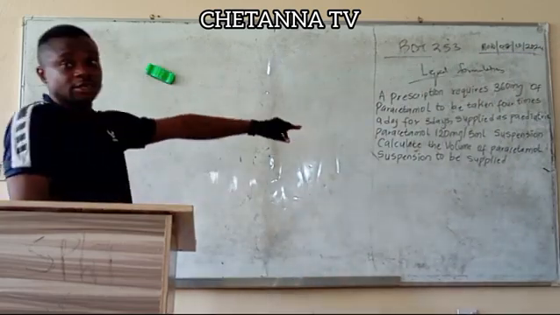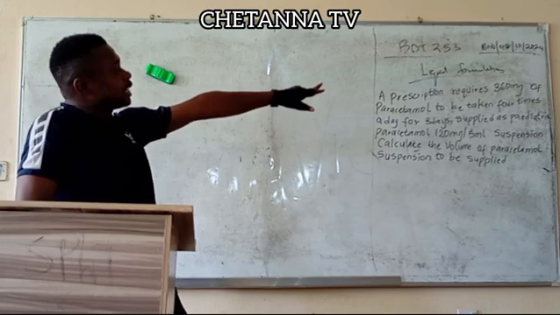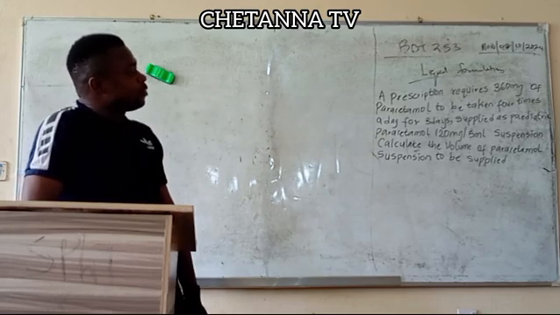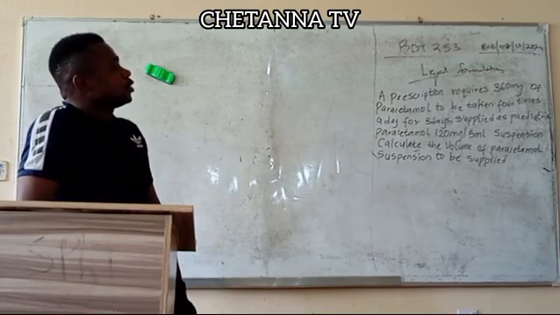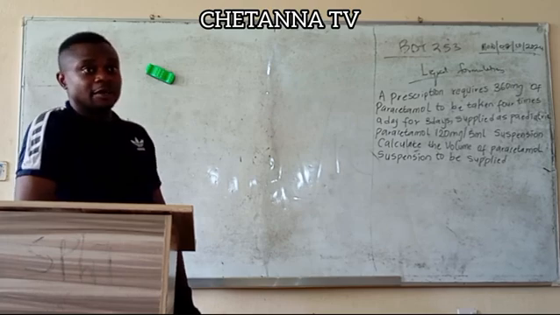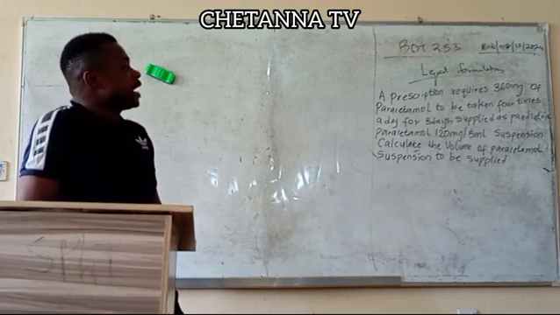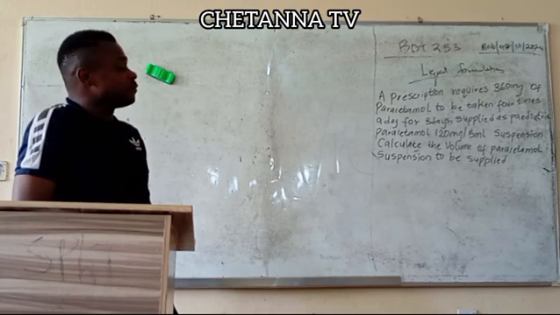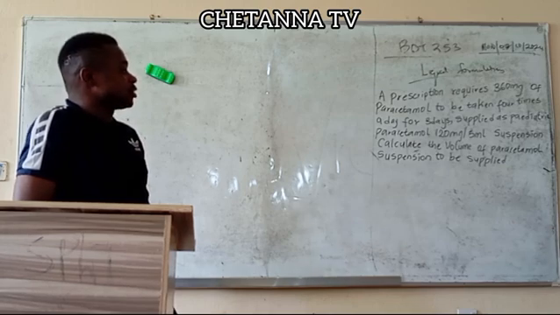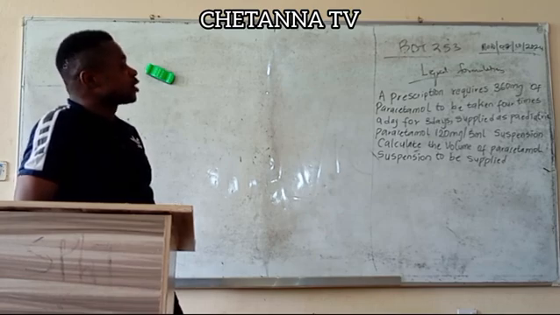Let's look at this question. The question says a prescription requires 360 milligram of paracetamol to be taken 4 times a day for 3 days. Supplied as pediatric paracetamol, 120 milligram per 5 ml suspension. Calculate the volume of paracetamol suspension to be supplied.